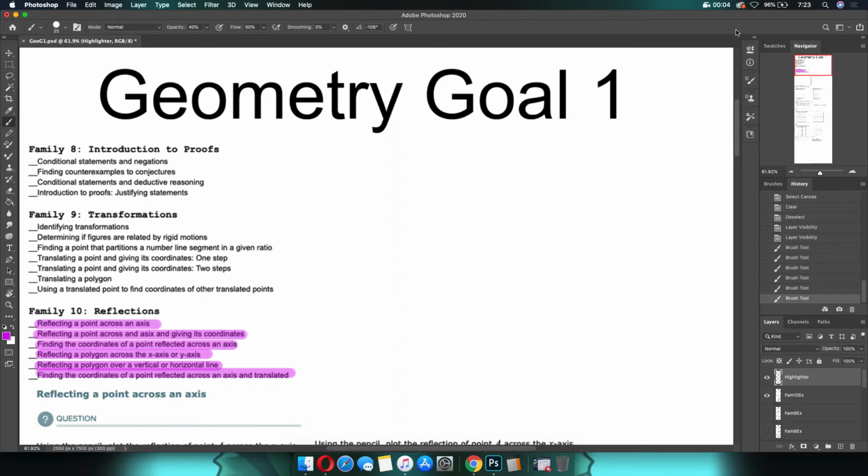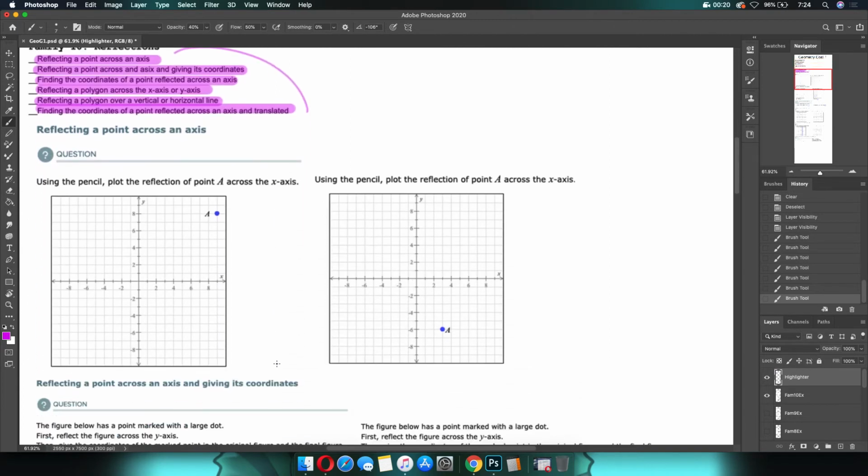We are in the final tutorial video for people who are in Geometry Goal 1 of the software. In our last video, we talked about transformations, and now to round ourselves off, we're going to talk about reflections, because there's a couple of ways you can do it in the software. So first things first, reflecting a point across the axis. Again, we're starting as basic as humanly possible, and then we're going to get a little bit more complicated and a little bit more nuanced as we go.